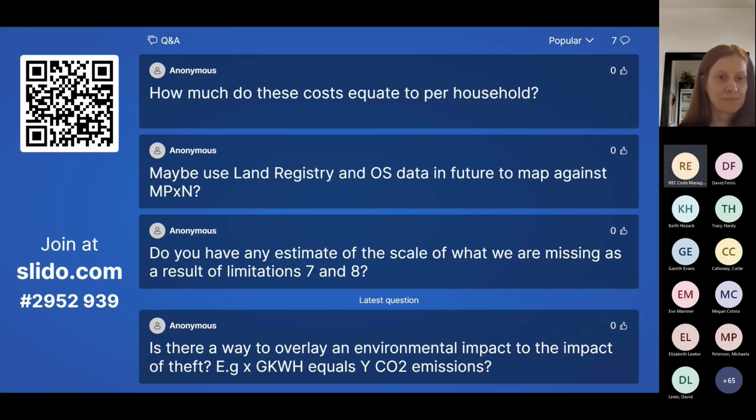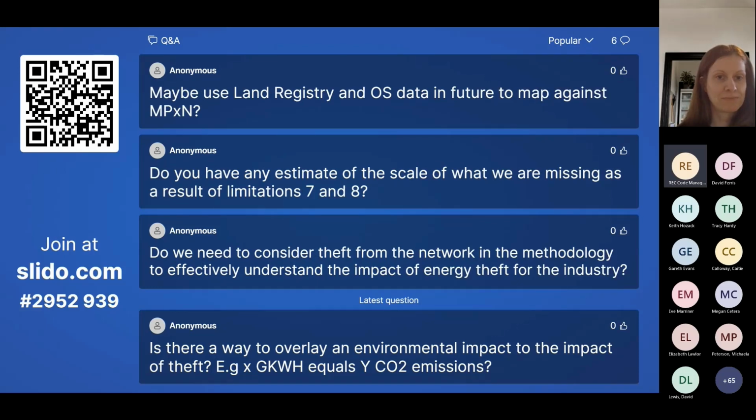Thank you. We've had a suggestion come in, maybe use the land registry and OS data in future to map against MPXN. I can add that to our list of potential future data sources. Thank you for that suggestion.